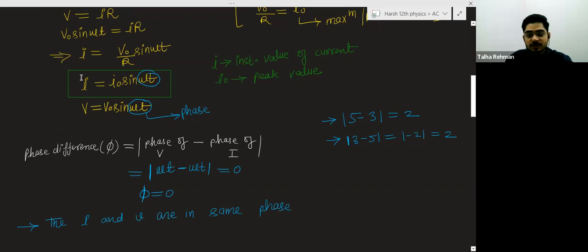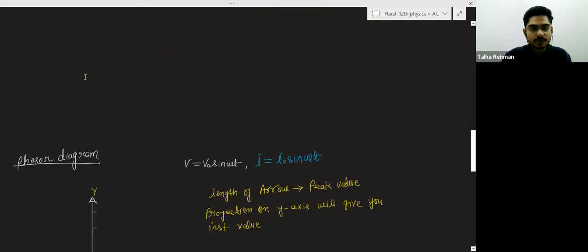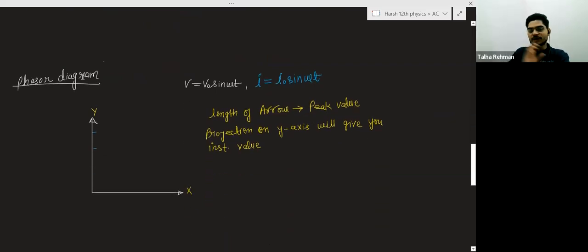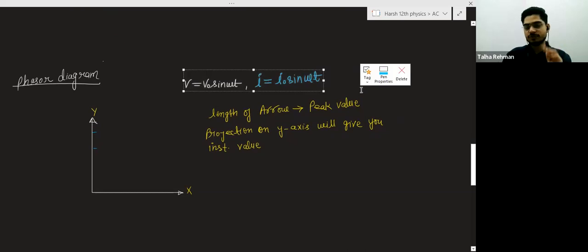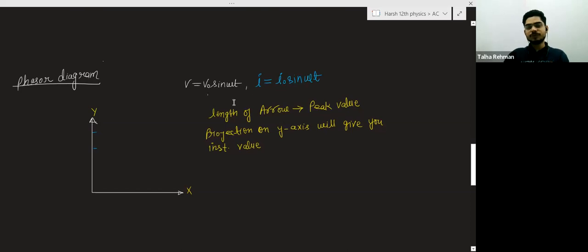These equations of current and voltage are very, very important. With the help of these equations, we will draw the phasor diagram, and I will tell you how to draw it in an easy way. You just have to follow simple steps. For drawing the phasor diagram, we should know the equation of the voltage and the equation of the current, and we know both.